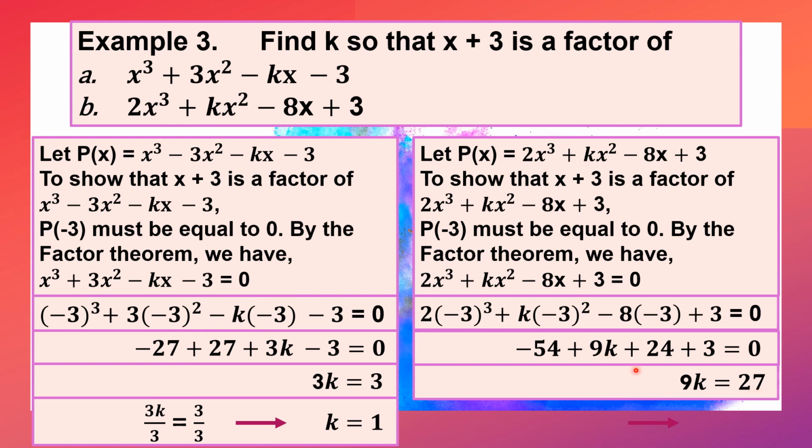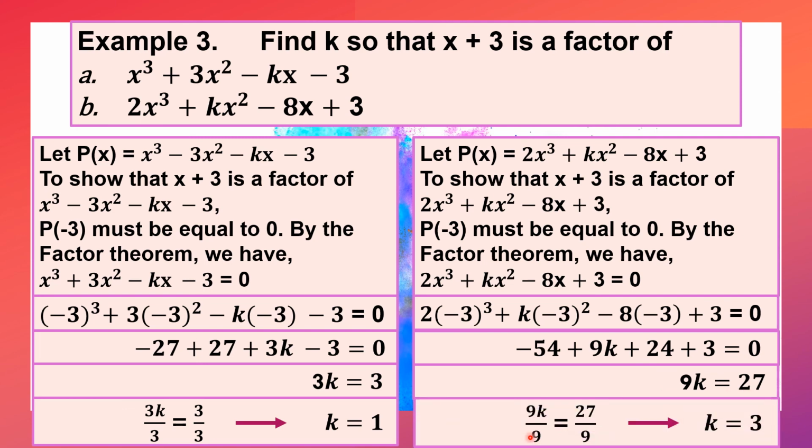And then, just copy 9k. So, to solve for k, divide both sides by 9. So, 9k divided by 9 is equal to k. 27 divided by 9 is equal to 3. Thus, the value of k is equal to 3.